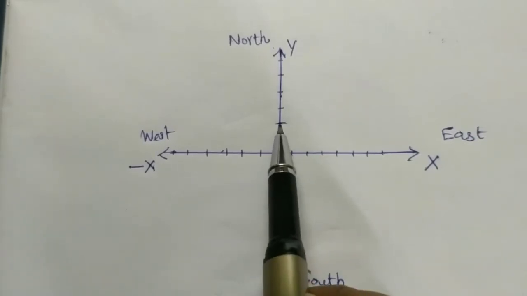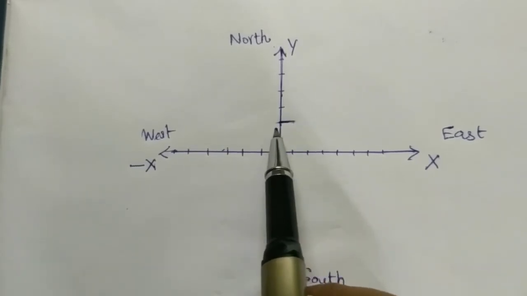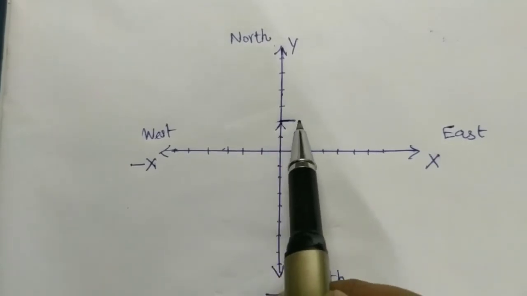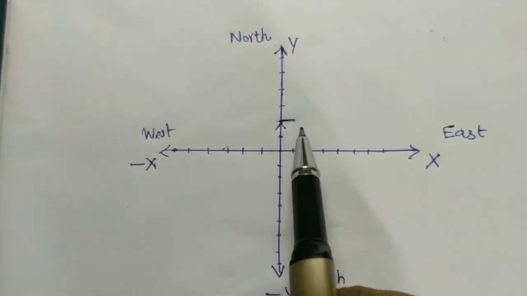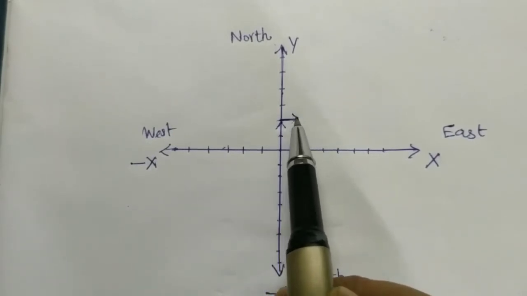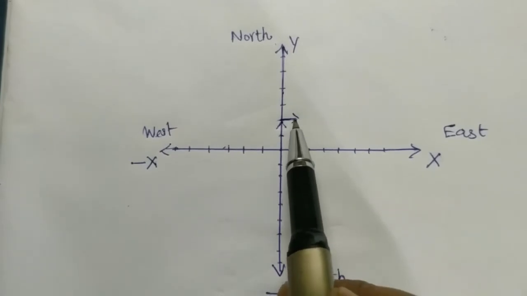From here to here, 1 meter. Okay? So let's draw here. First, this is the starting point. Then from this point he walks towards east for 1 meter. So we have to mark it straight across here.